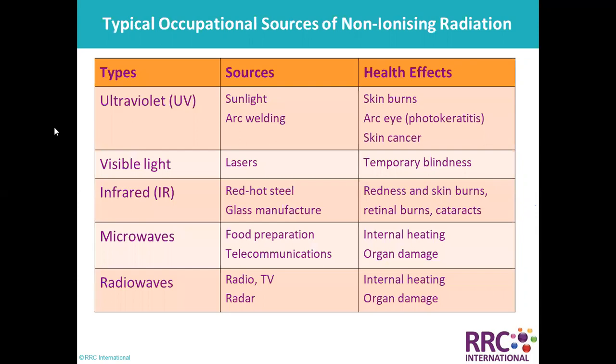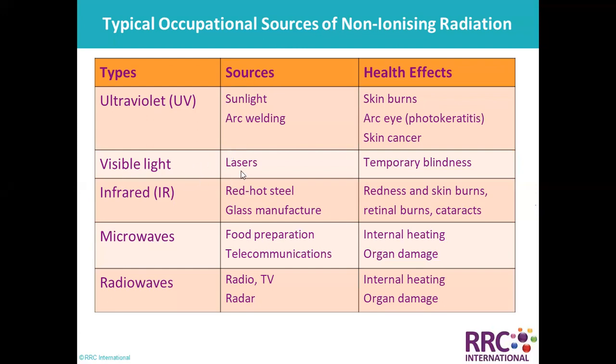Now let's see what the occupational sources of non-ionizing radiations are. Let's take the example of ultraviolet, UV. What are the sources? We get it from sunlight and from arc welding. So from sunlight and arc welding, we normally get UV, ultraviolet radiations. Now, health effects: skin burns, arc eye, and skin cancer. These are the health effects of UV, and the sources are sunlight and arc welding.